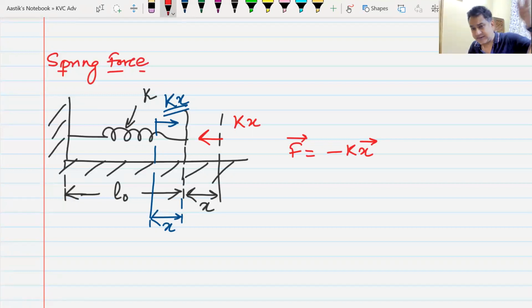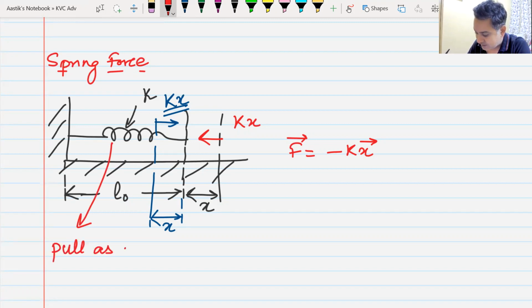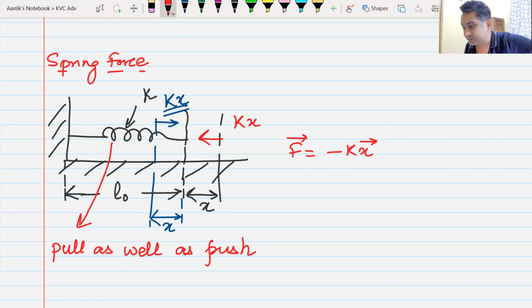If X is extension, the spring will try to pull it. If X is compression, the spring will try to push it. So a spring can pull as well as push. That is how a spring is different from a string, because a string cannot push. Do we understand this?